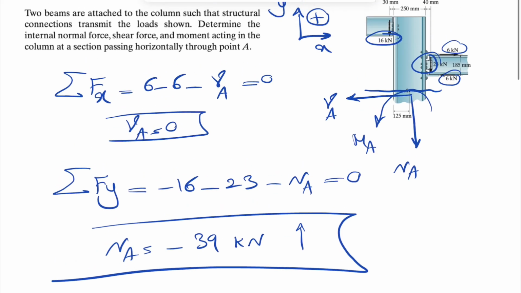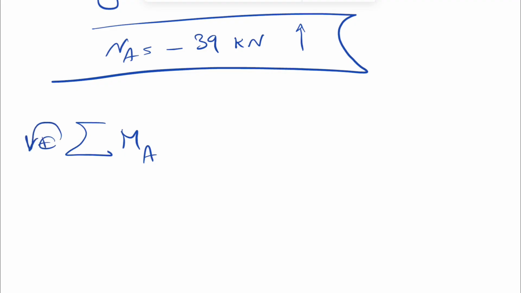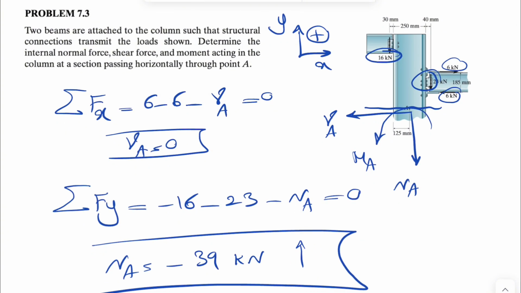And the last one, we just have to find the moment about point A. We're going to call counterclockwise positive as always, equals 0. Let's see what we have. We have the moment of all of these four forces. We have this length of 250 millimeter, and A is exactly on the center, so we have 125 millimeter on each side.